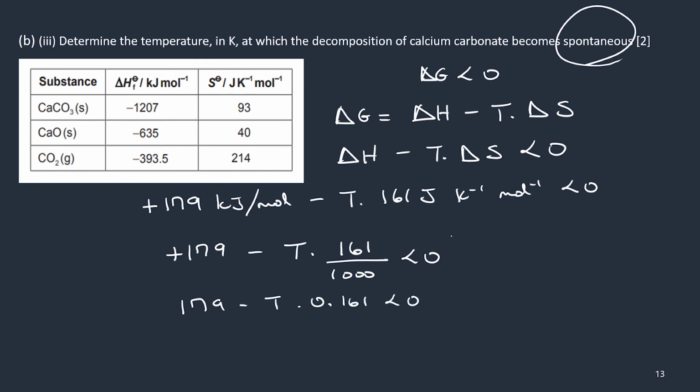Now isolate T. And then divide by that minus sign, which will flip that sign there, and you get temperature actually has to be greater than 1,112 kelvins for this reaction to become spontaneous.